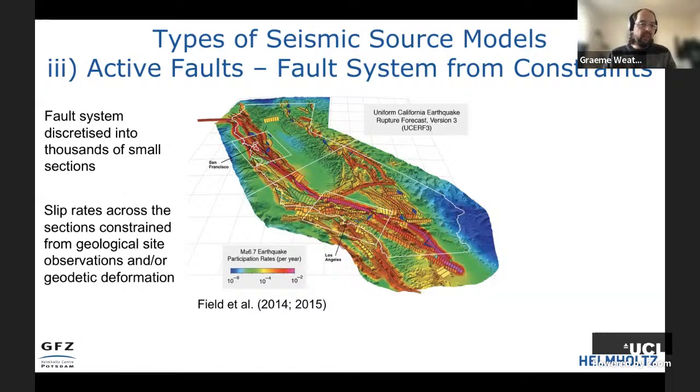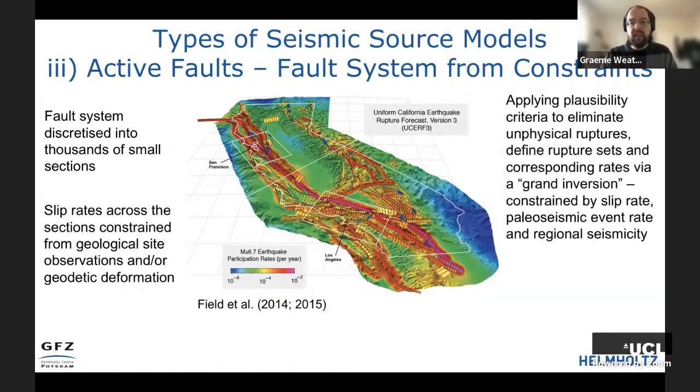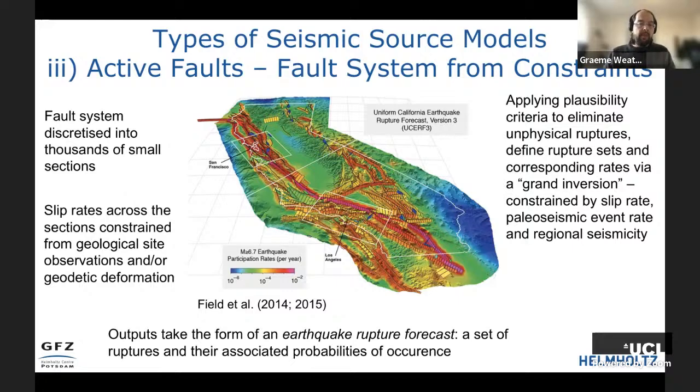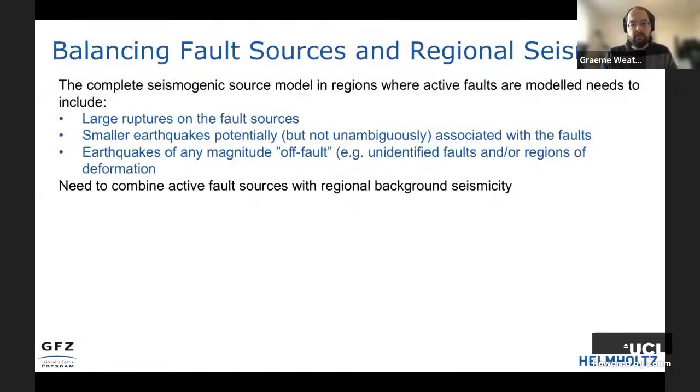You can constrain each section from geology or geodesy, and you begin to build rupture sets by applying criteria that might allow ruptures to form, and try to solve via what we call a grand inversion. Constrained by slip rate, paleoseismic event rate, and regional seismicity, we try to constrain the rates of the ruptures and the resulting probabilities of the different ruptures. What you end up with here are outputs that take the form not of a fault source model per se, but of an earthquake rupture forecast: a set of ruptures and their associated probabilities of occurrence.